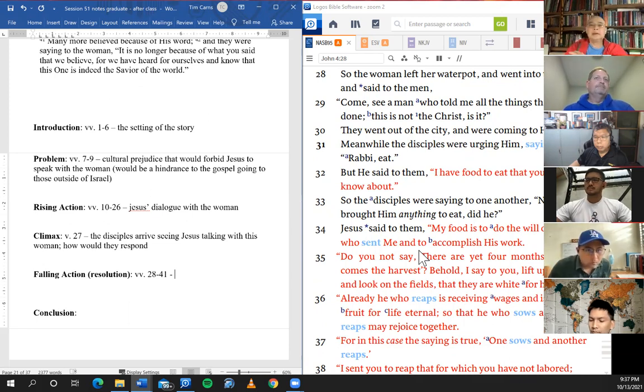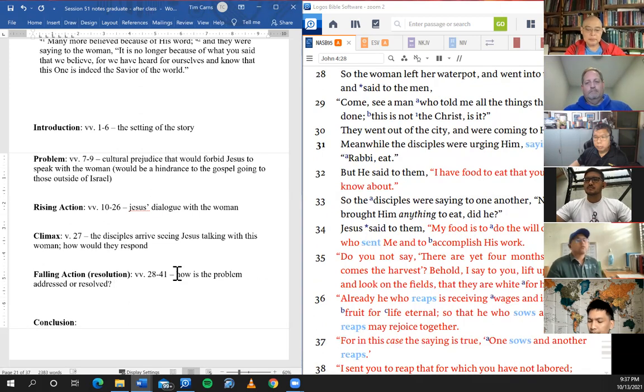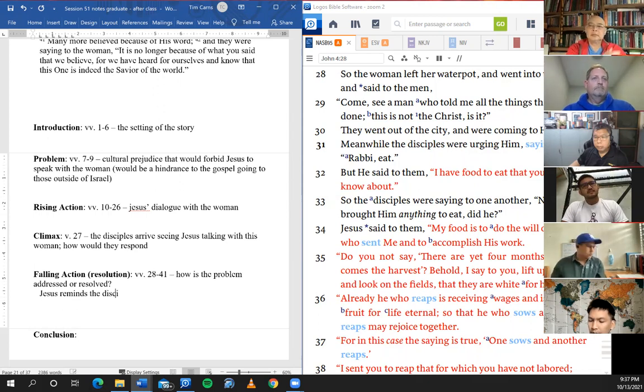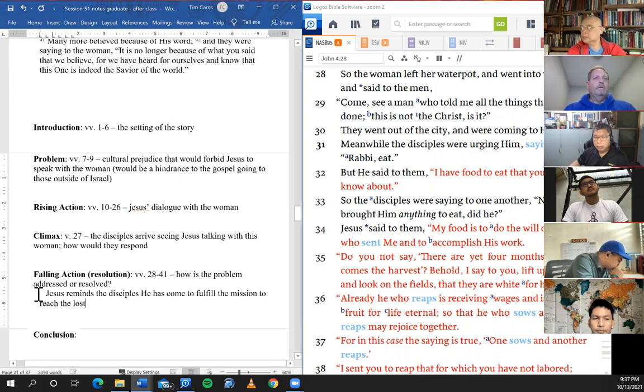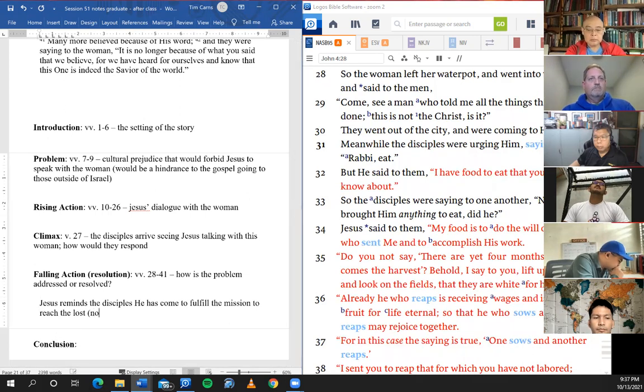What do you think, Ents? I think Christ reminded the disciples that he has come to fulfill the mission of reaching the lost, not just the Jews, but also Gentiles, just like the Samaritans, showing them that he is indeed the Savior of the world.